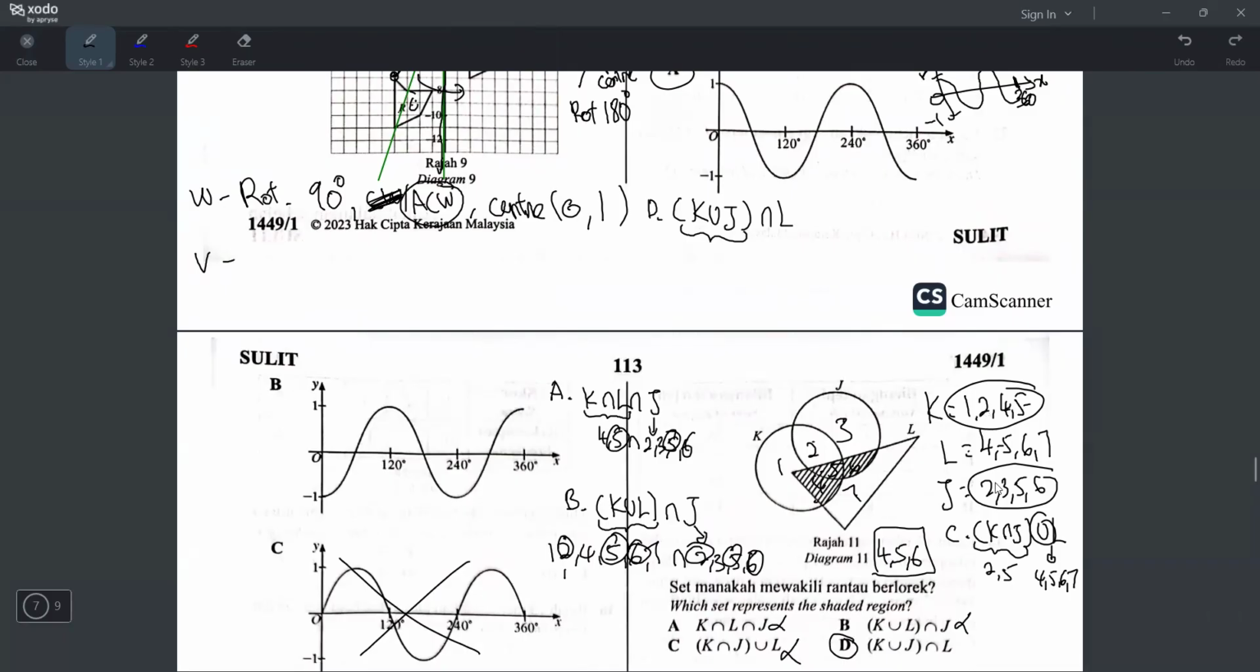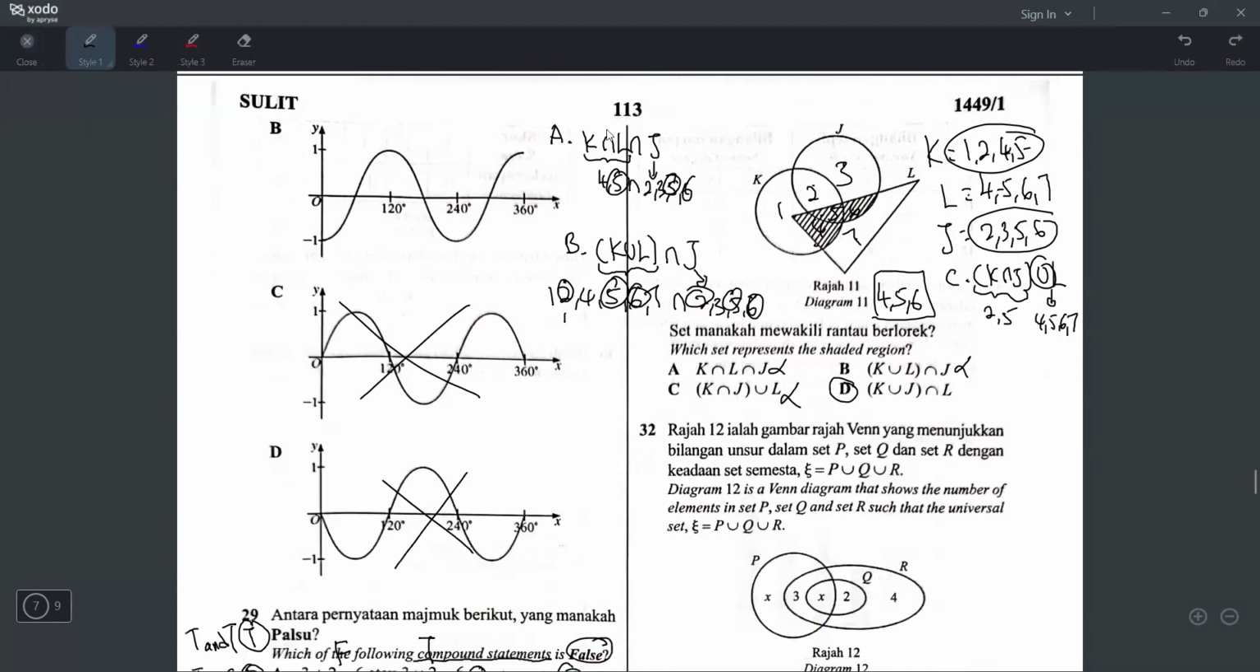So 1, 2, 3, 4, 5, 6. Okay. And then those yang repeat, you tulis sekali saja. Huh? Okay, for L, L is 4, 5, 6, 7. Okay, write it down. And then here they say intersect. Intersect means you find the yang sama. Okay, sini you ambil yang sama, yang overlap. So what's the overlap? 5, 5 overlap, 6, 6 overlap, 4 pun overlap. So that's all. So the answer is 4, 5, 6.